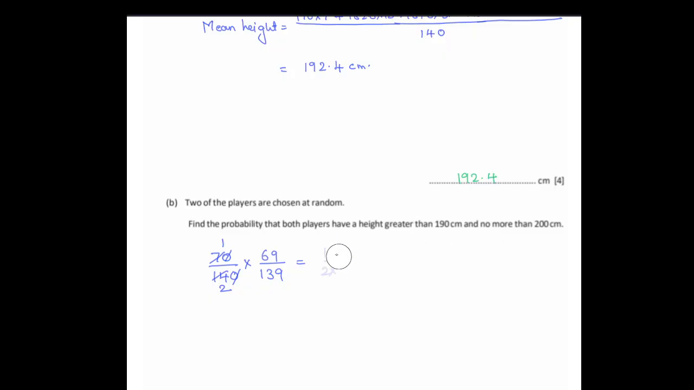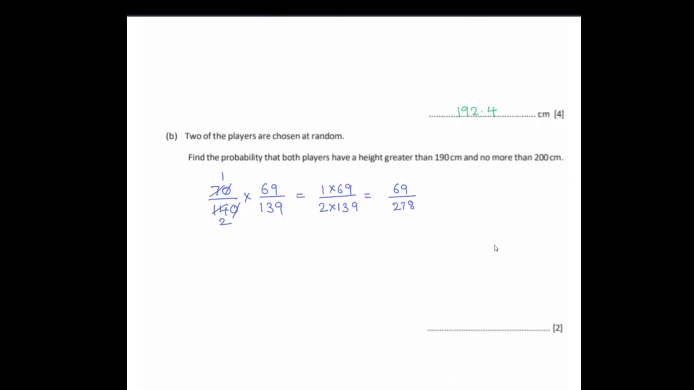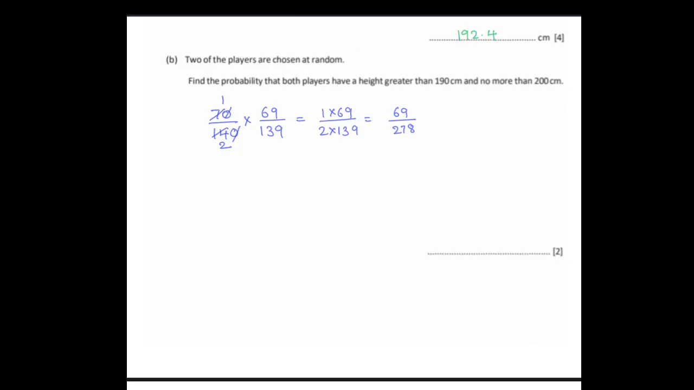1 into 69 by 2 into 139. You will get 1 into 69, 69. 2 into 139 is 278. And there is no way to simplify here. So our answer will be 69 by 278. Question B is done.